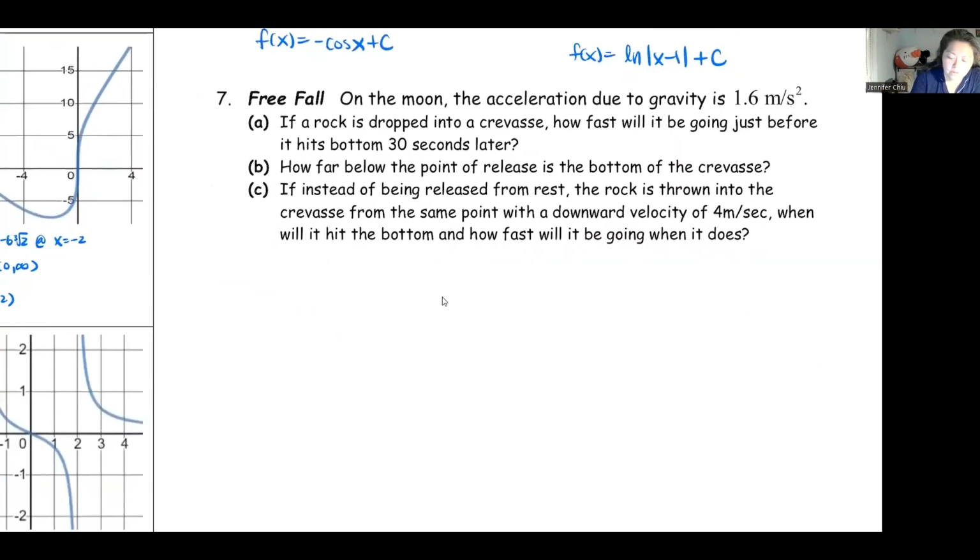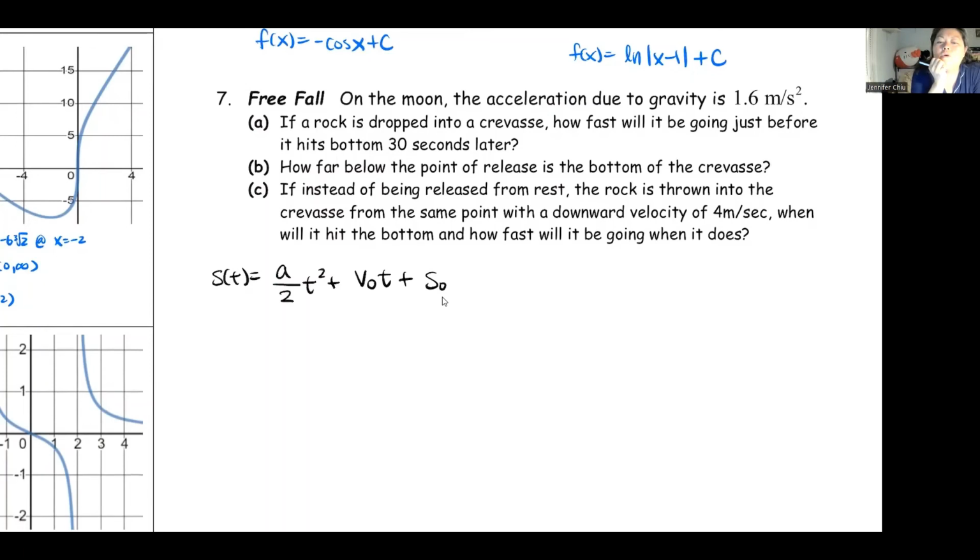All right, last one here says, on the moon, the acceleration due to gravity is 1.6 meters per second squared. So I'm just reminding you there's a really good formula that you should know at this point, that your position function is acceleration over 2 t squared plus your initial velocity t plus your original initial position. Right? So that is the formula you should know if you don't want to work backwards.